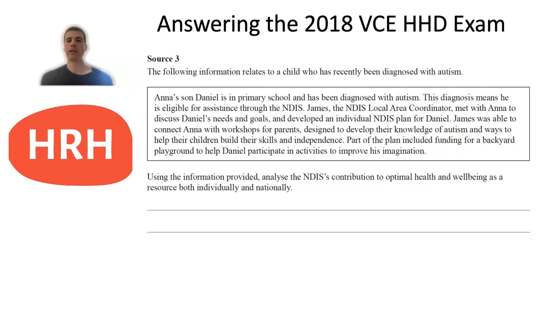You could also make a link to how it could have assisted Daniel individually. So it might have improved his motor skills through funding that backyard playground, which would help him to develop his physical health and well-being. So there's quite a few links that could have been made there. But don't forget about optimal health and well-being as a resource nationally.